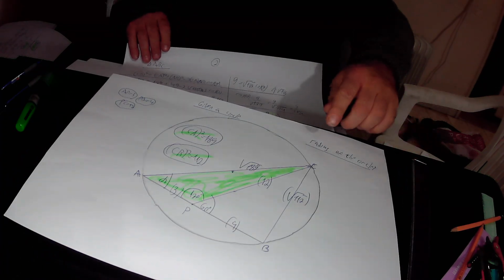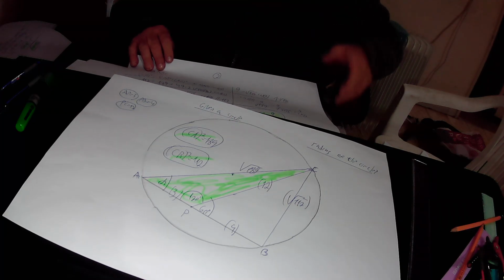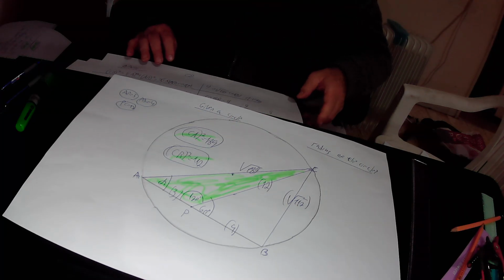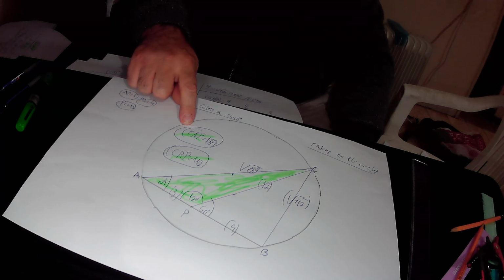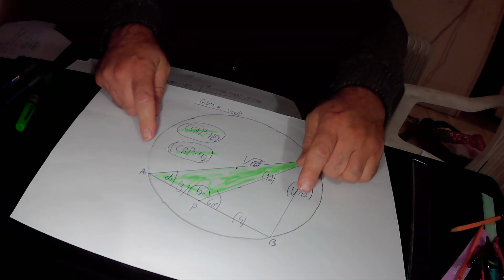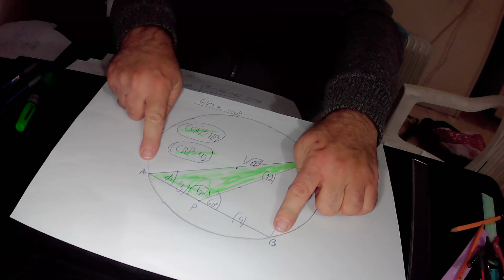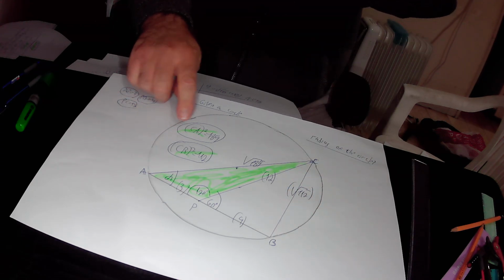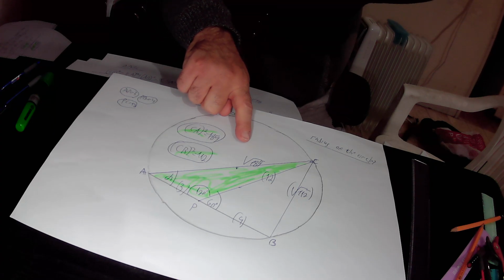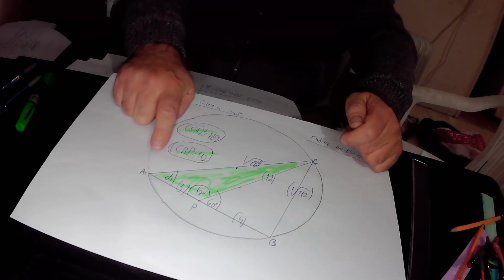We already found that CB square equals 112, and it equals CA square, CA square is 189, plus AB square. AB is 7, so AB square is 7 squared, that is 49. Minus 2 times AC, that is the square root of 189, times AB, that is 7, times cosine alpha.